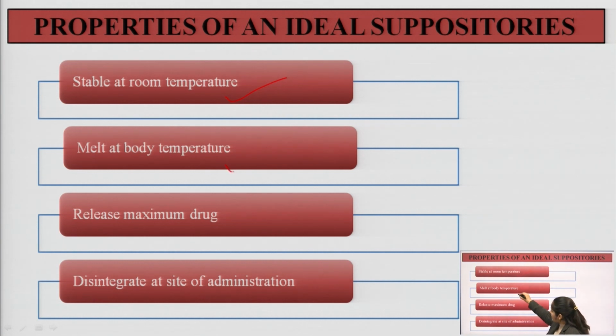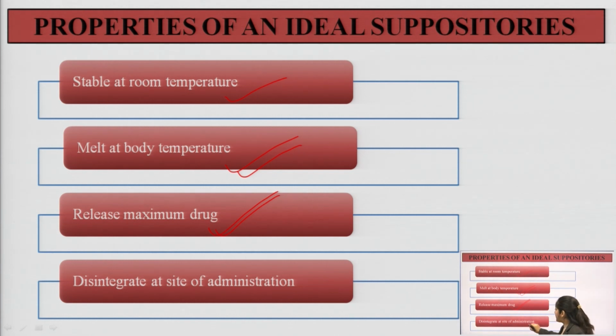Moving on, a suppository must have the power to melt at body temperature. If they do not melt at body temperature, it becomes very difficult for us, because until they melt, they are not going to produce action. So, it is very important that they melt at body temperature. Moving on, they must release the maximum amount of drug, because in order to produce the desired action, it is very important that they release the maximum amount of drug.